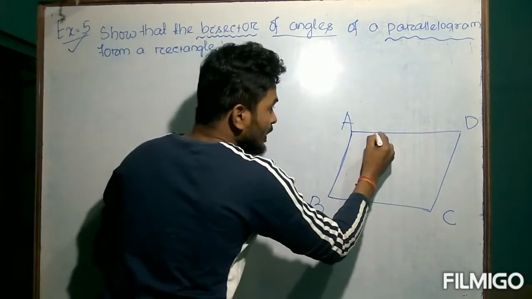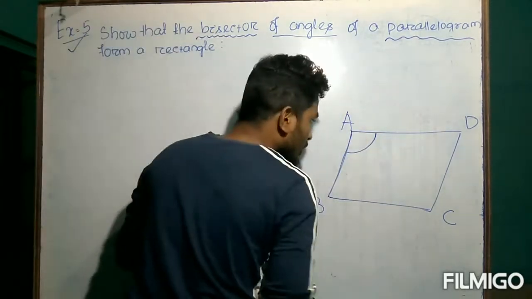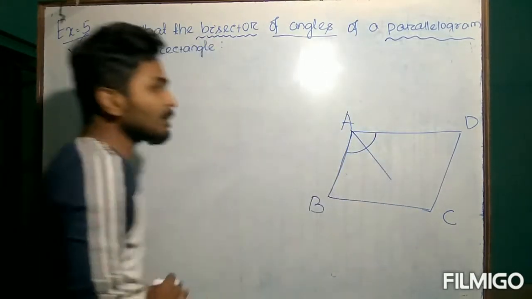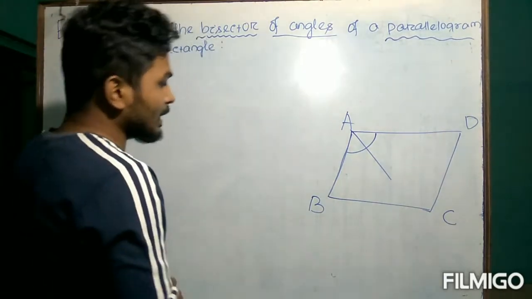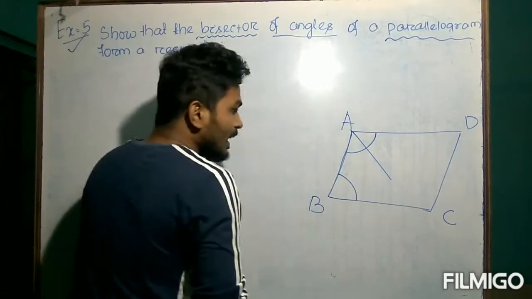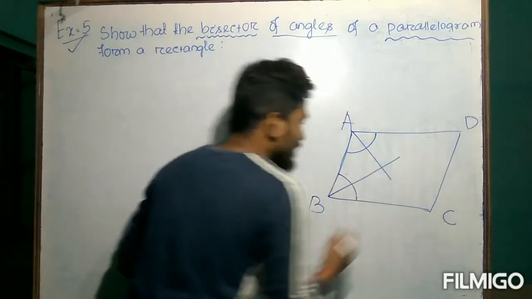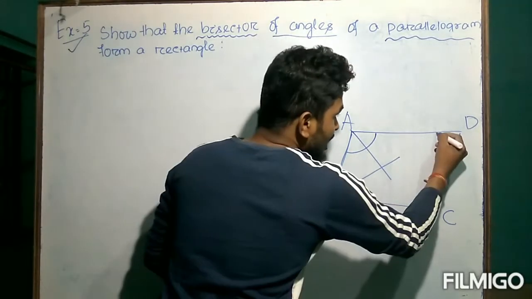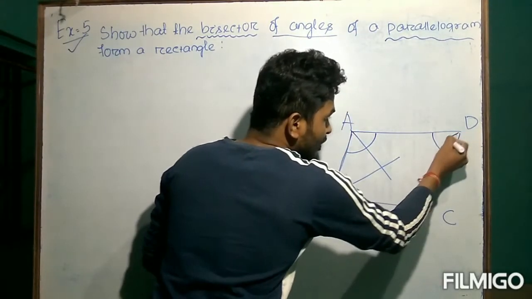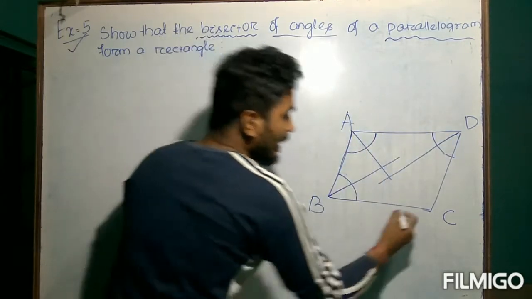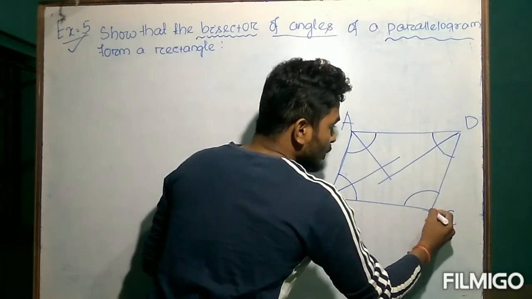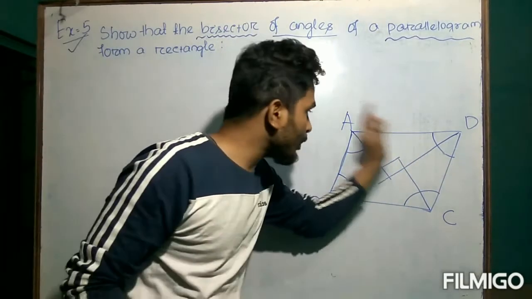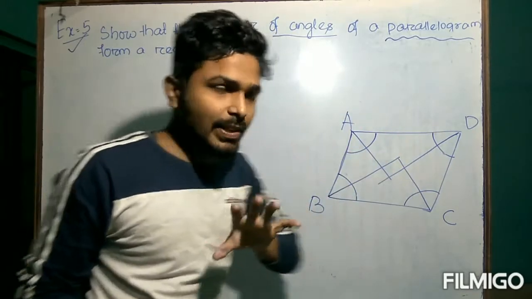Right? So if this is the angle A, now we have to draw the bisector of this angle A. Okay, let's say this is the bisector of angle A. Similarly, it is the angle B. Let's say this is the bisector of angle B. Done. Similarly, let's say this is angle D and this is the bisector of angle D, and this is angle C. Suppose this is the bisector of angle C. Okay, so here we have drawn the angle bisector of each angle.